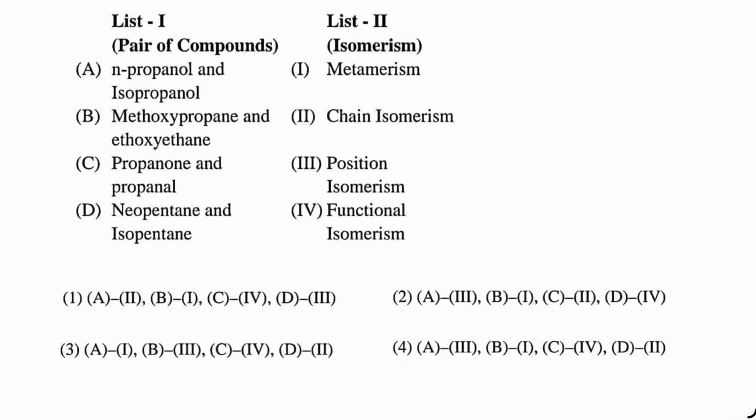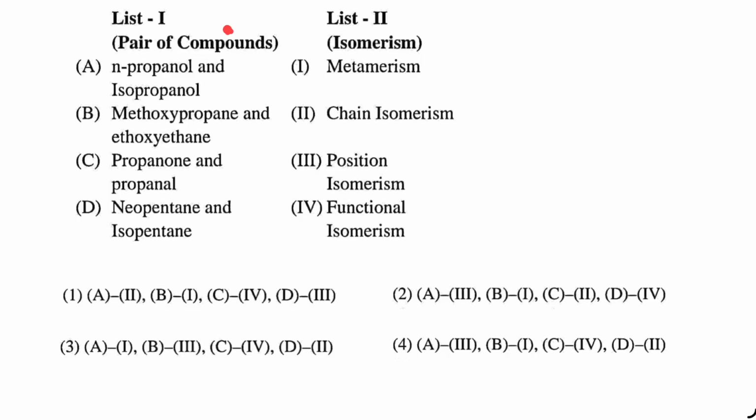And here there is a question, list 1, list 2, pair of compounds, type of isomerism. N-propanol, isopropanol. This is propan-1-ol, this is propan-2-ol, isopropanol. So they are positional isomers. Methoxy propane and ethoxy ethane. This is ether with methyl group and propyl group. This is ether with both ethyl groups. So this is example of metamerism.